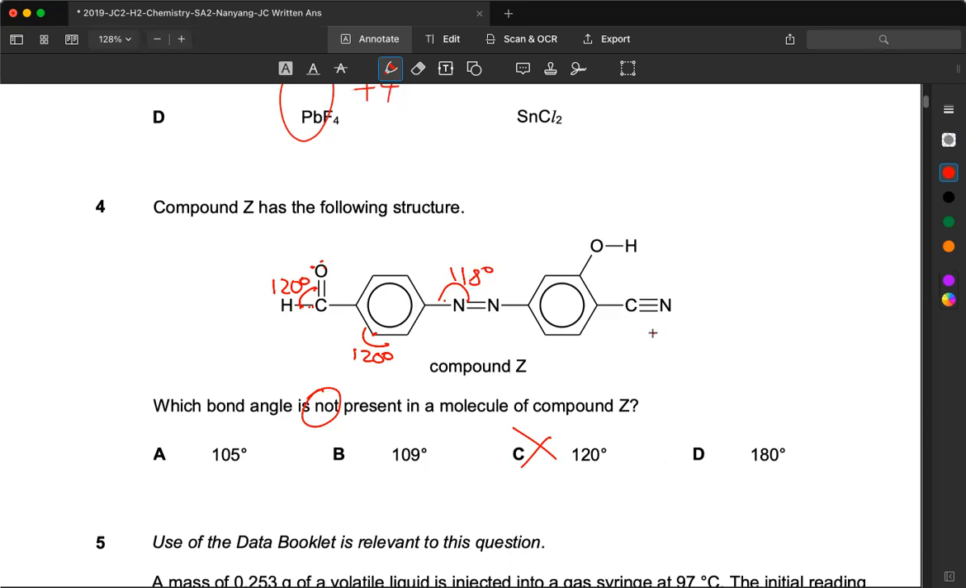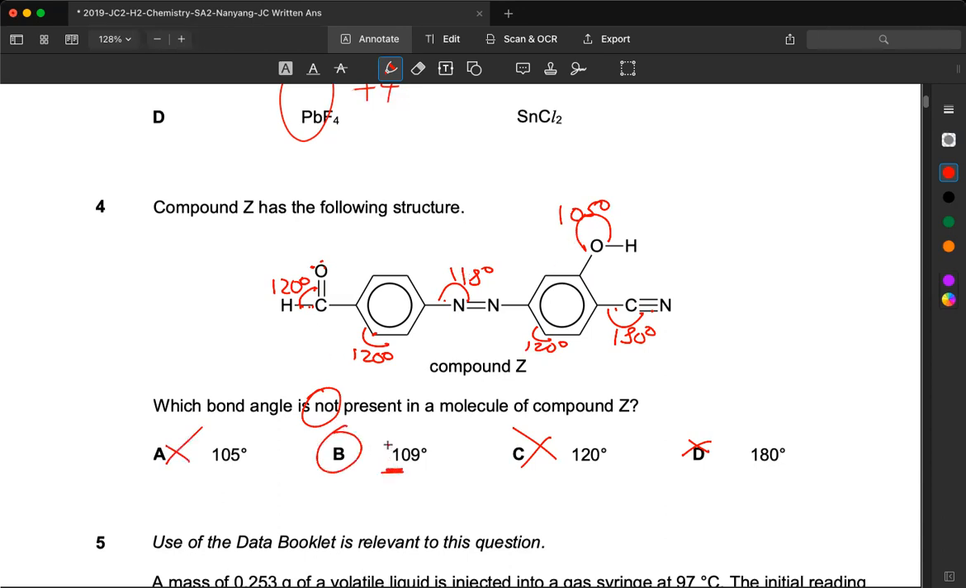Okay, then for this one, it is around 180, so this is out. And for this one it is around 105. This one is 120, no need to say. So 105 is also out. So the only answer will be 109. How to get 109?